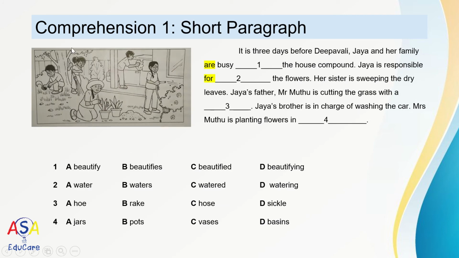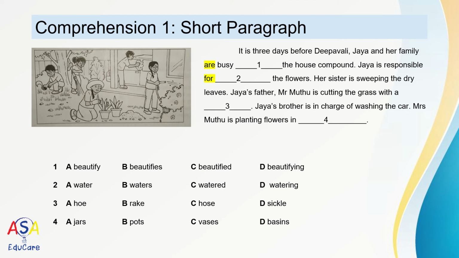As we can see here, they are doing some gotong royong, cleaning the house. They are doing this cleaning outside of the house because there are trees, broom, and many things. Let's read. It is 3 days before Deepavali. Jaya and her family. Before I start reading, what do you need to do? Usually you have to tell whether it's simple present tense or past tense, right? Already happened or have not happened or happening at the moment. So we look for the first sentence here. It is 3 days before Deepavali. Means Deepavali is not here yet.